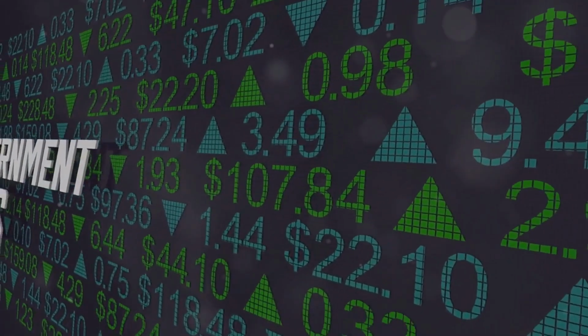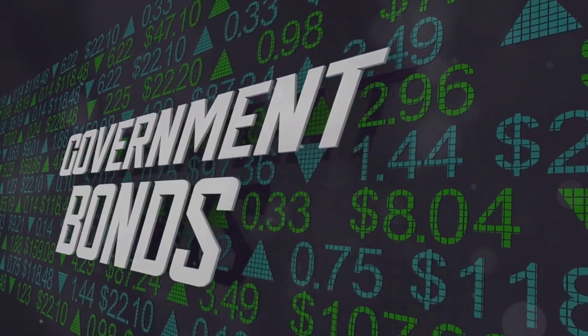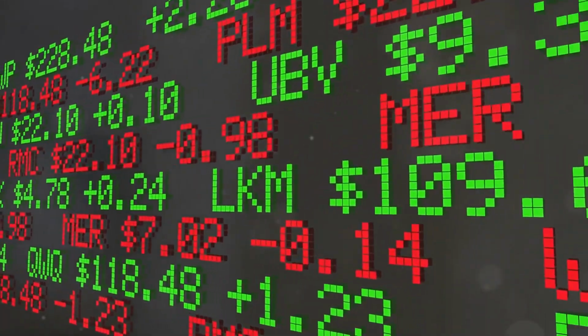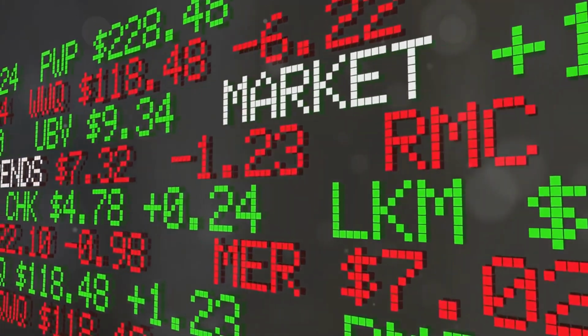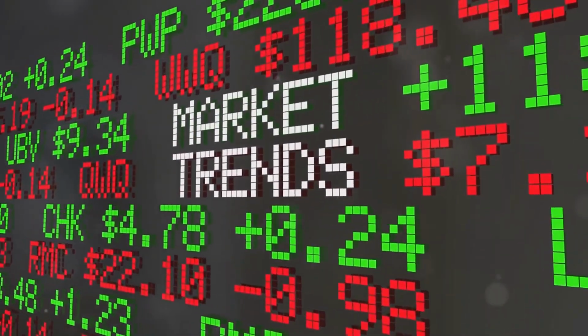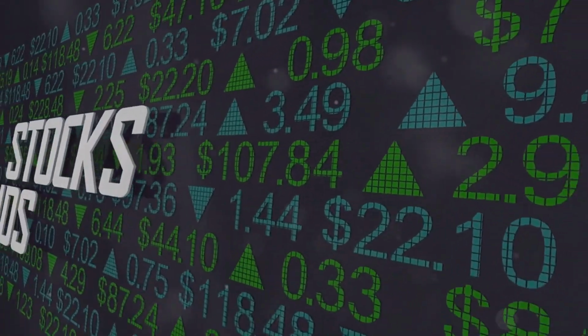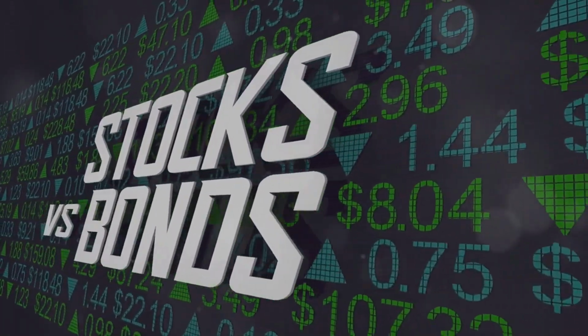Bonds. It's also important to include government bonds, corporate bonds, and municipal bonds to provide income and stability. An example would be using ETFs like the iShares Core US Aggregate Bond ETF, ticker symbol AGG, or the Vanguard Total Bond Market ETF, ticker symbol BND.